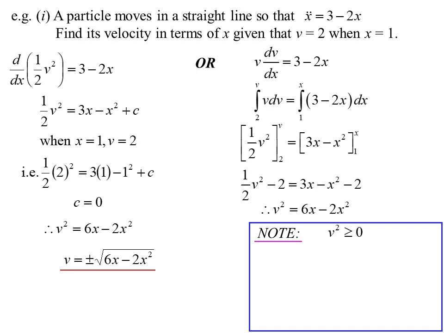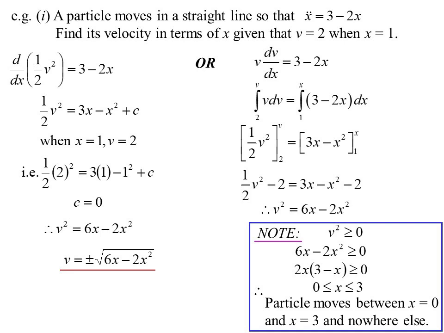So I can get a bit of information about this particle. That means 6x minus 2x squared is always greater than or equal to 0. And if I was to solve that, I get that x is in between 0 and 3. So this particle leads a very boring life. It just travels between 0 and 3, and that's all it does. It just exists between those 2 points.